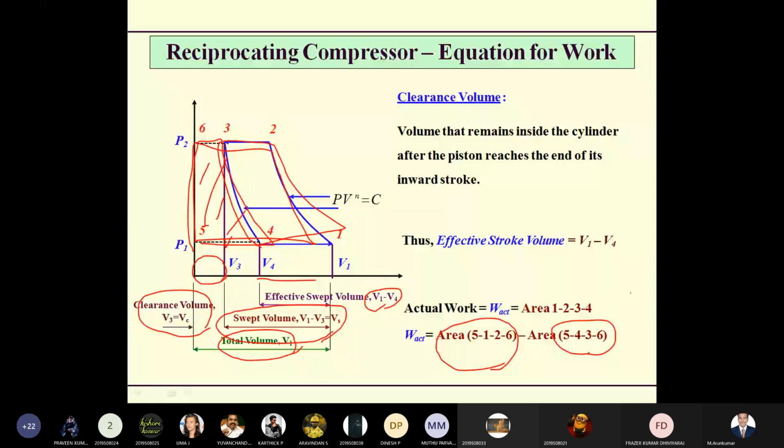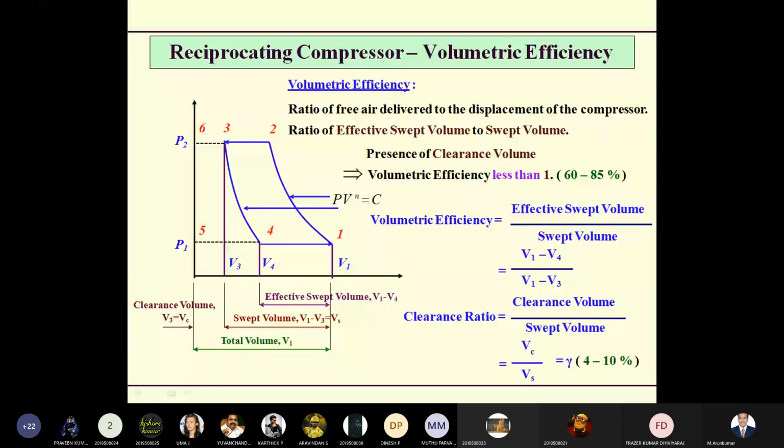So we can again work out the equation for work by the reciprocating compressor in the same manner. We also have the volumetric efficiency, the ratio of free air delivered to the displacement of the compressor, that is our effective stroke volume to the stroke volume. The presence of clearance volume will give you a volumetric efficiency less than 1.